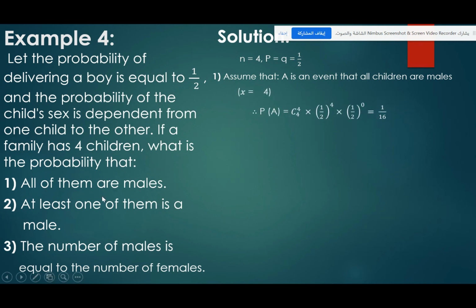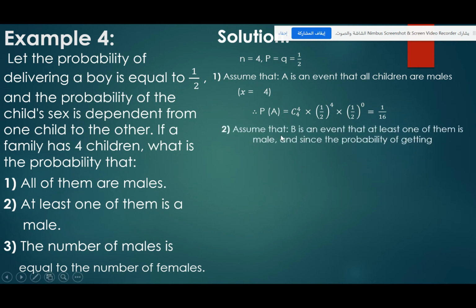And you can use the rule. Probability that x equals 4 will make it 4 combination 4 times 1 over 2 to the power of 4 times 1 over 2 to the power of 0. And that means you're going to multiply 1 four times to get 1, and 2 four times to get 16. Be sure that the probability is less than 1.